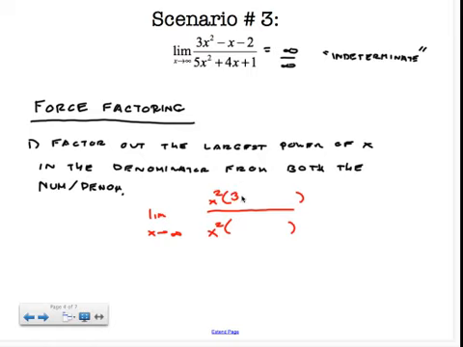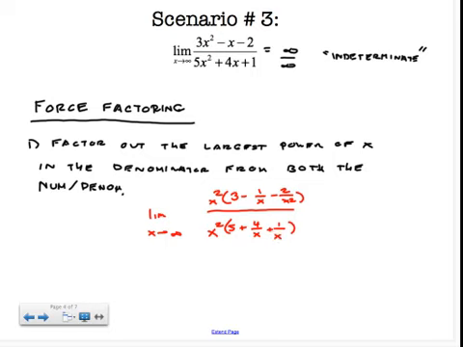Now, what happens when I factor out x squared from x? Well, I'm left with 1 over x. Factoring is like dividing, so it's like I'm dividing x by x squared. And when I factor out an x squared from 2, I'm left with 2 over x squared. In the denominator, I'm going to be left with 5 plus 4 over x plus 1 over x squared.